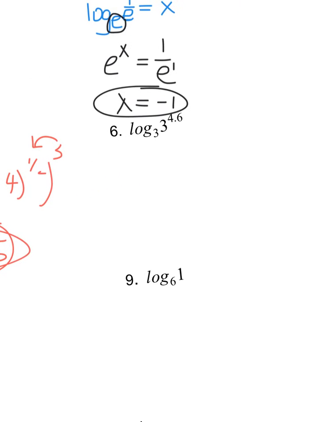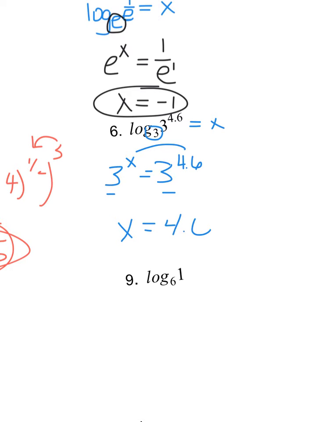All right, number 6. Number 6 is, right, equals x. 3 raised to the exponent x equals 3 to the 4.6. They both have the same base of 3, so that means the exponent should be the same if these two things are going to be equal. So x must be 4.6. And you're done.